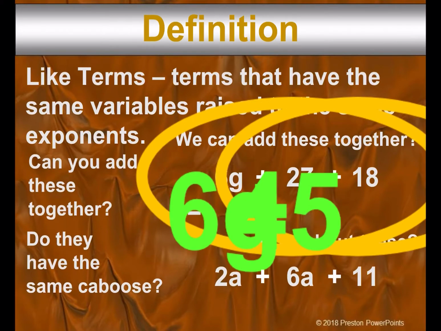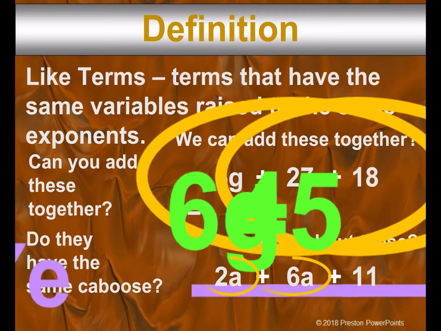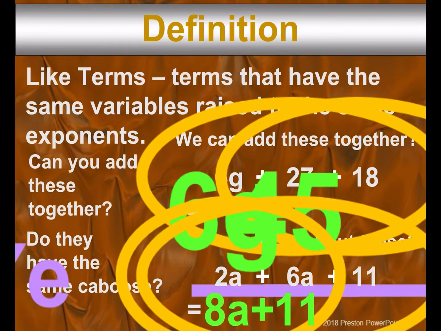Can you add these together? Do they have the same caboose? So we have 2a plus 6a plus 11. I can combine the a's together. So that would be 8a and then plus 11.